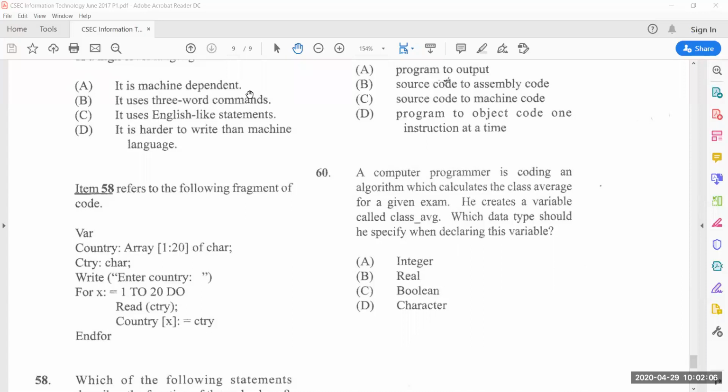Right. So that's it for June 2017. Any questions based on that paper? Awesome.